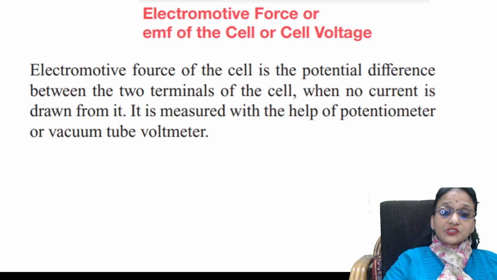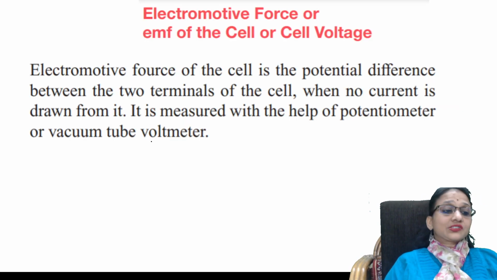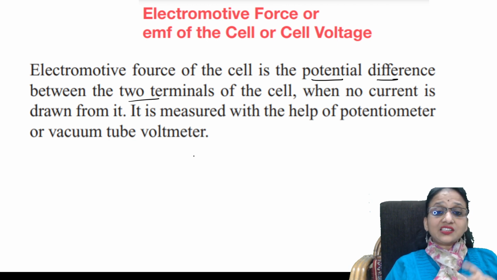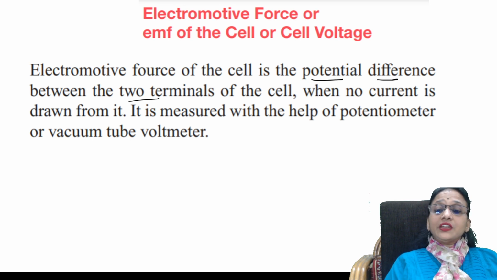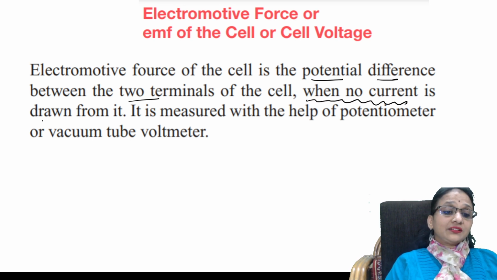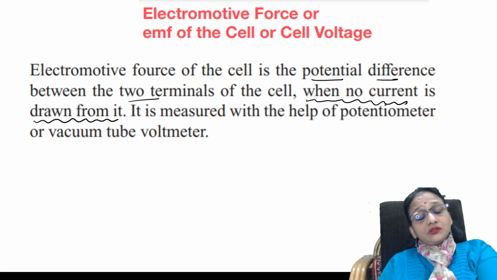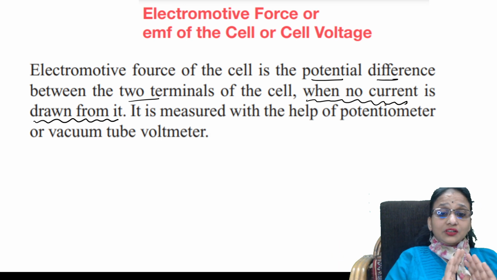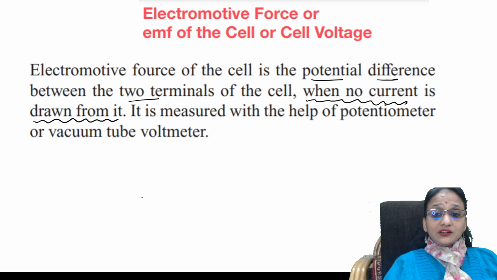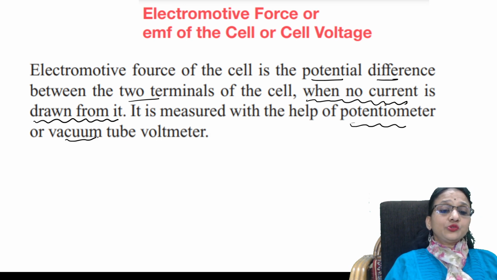Now let us define electromotive force. Simple, students. Electromotive force is the potential difference between two terminals. When do we calculate it? When no current is drawn from it. Yesterday we saw the cell reactions also. The cell reaction is complete, the transfer of electrons from anode to cathode and current from cathode to anode is over. Now no current is flowing. We measure it with a potentiometer or vacuum tube voltmeter. So EMF is the force when no current flows in the cell.